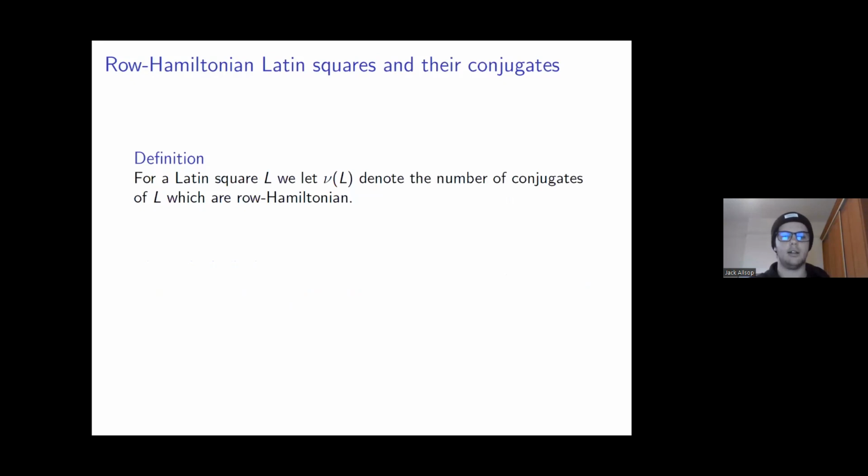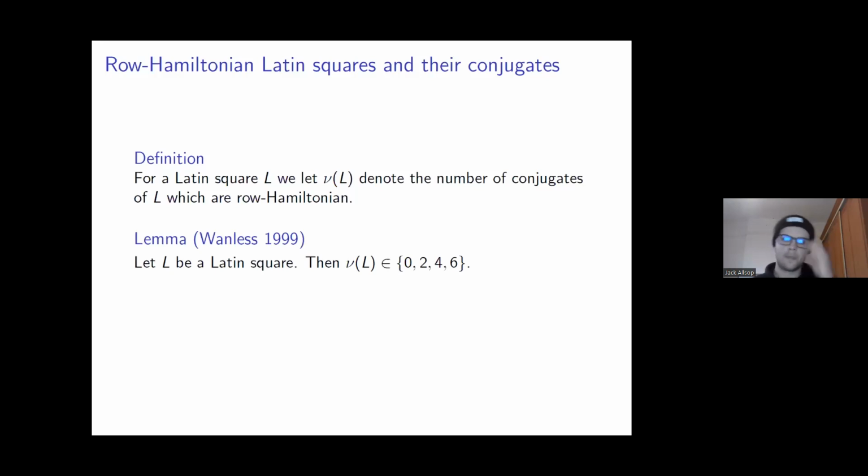And for a Latin square L, we let nu of L denote the number of conjugates of L which are Row-Hamiltonian. And if we're talking about a family of Latin squares, and every Latin square in the family has the same value of nu, say nu equals c, then we'll also say that that family of Latin squares has nu equals c. And each Latin square has 6 conjugates, so nu is an integer between 0 and 6.